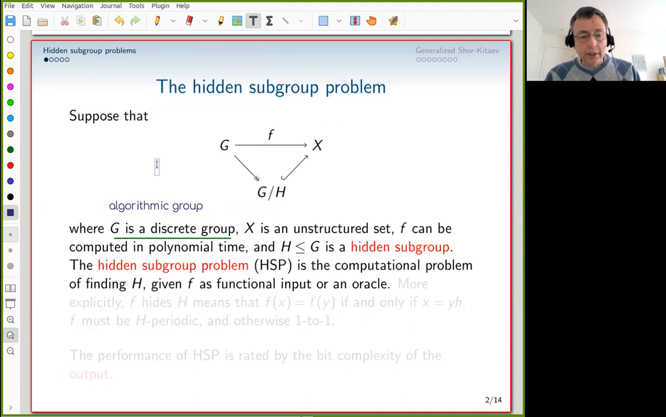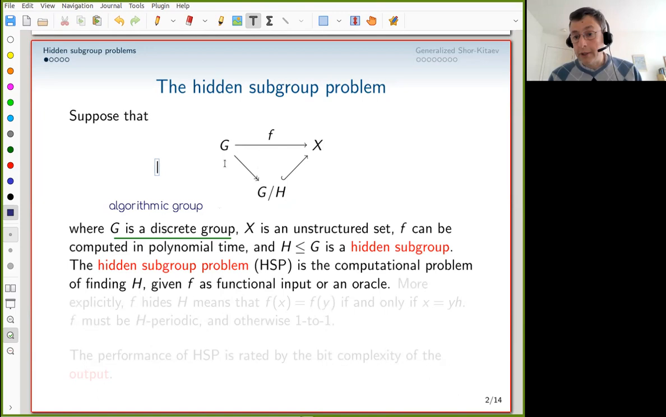In other words, there's a system of names for the group elements. You can tell just by the names whether the group elements are equal, and there are algorithms for the group law and the group inverse and all that jazz. In the case of interest, that's not going to be much of an issue. Anyway, you have a function f from G to an unstructured set, which is periodic relative to a subgroup, and which can itself be computed in polynomial time.